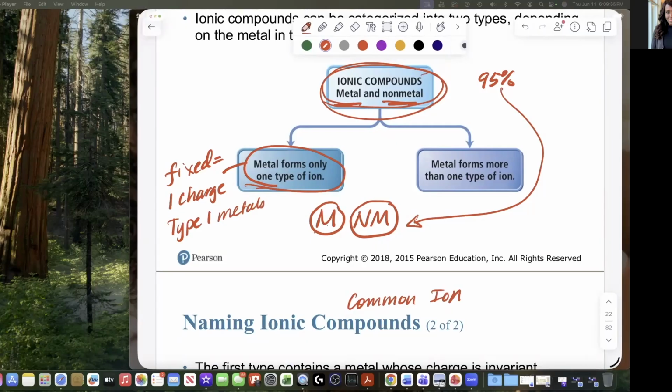Okay, so there are two types of metals. The type 1 metals are the fixed charge metals. The other ones are called variable charge metals. And they're called variable charge because they can have more than one charge. We have to specify the charges of the variable charge.